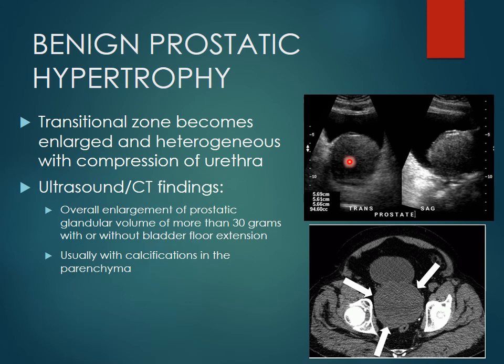The ultrasound and CT scan finding for BPH would be an overall enlargement of the prostate gland of more than 30 grams. As shown in this image, ultrasound of the prostate gland, it is enlarged with heterogeneous parenchyma. There may or may not be bladder floor extension, and in some patients, you would also be able to identify parenchymal calcifications or concretions. This image is a CT scan of the prostate gland that is also enlarged.